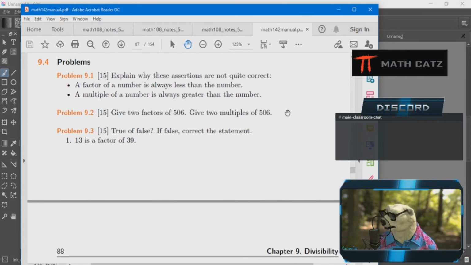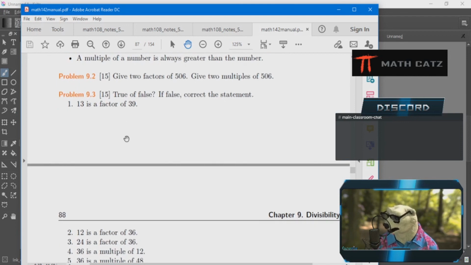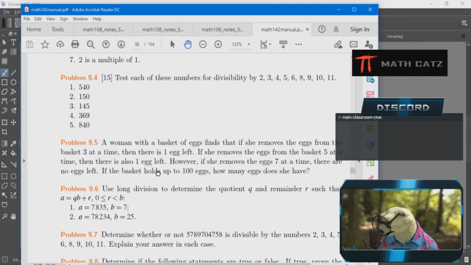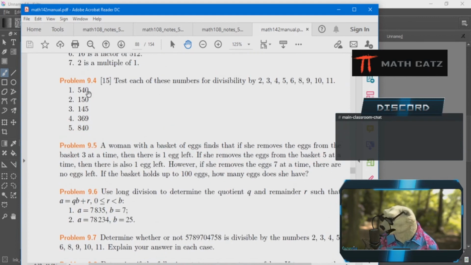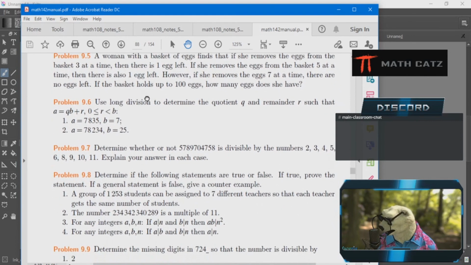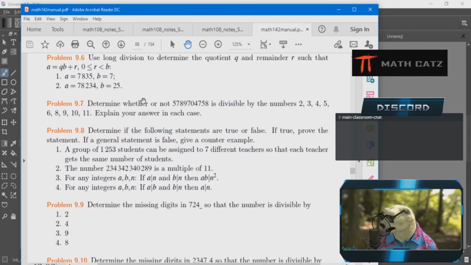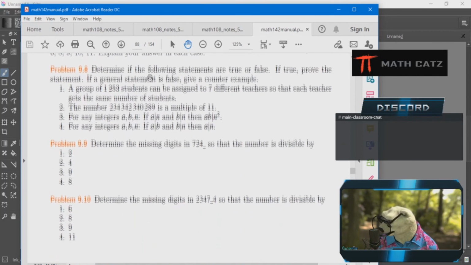Let's quickly look at the problems. These problems are really, really good tests to see if you really understand what's happening here, especially something like 9.1, 9.2, 9.3. They're all good. More tests for divisibility, smallish numbers. 9.5 is nice. People underestimate that one. You can practice some long division in 9.6. 9.7 is like our exercise.